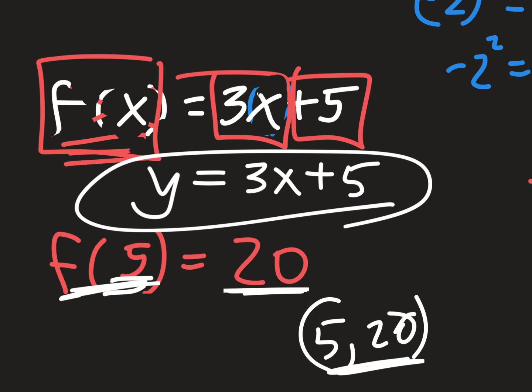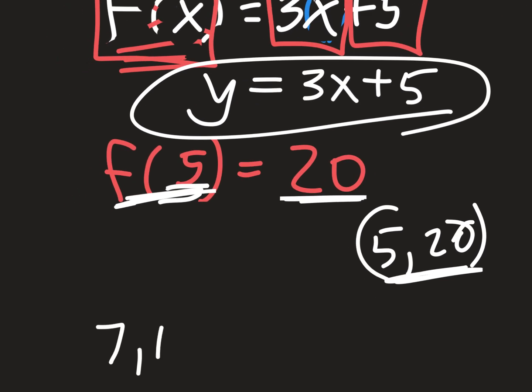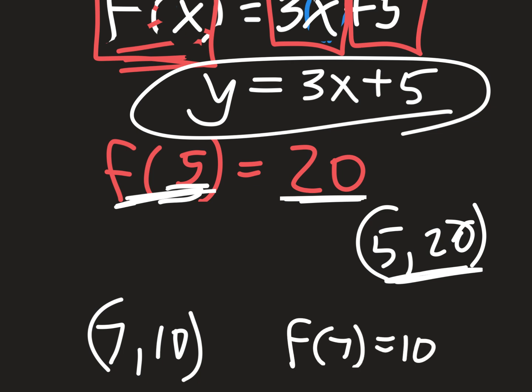And I know you've never made that connection. Most of you have never made that connection before. That's new stuff. But from now on, if I give you a point, like here's the point (7, 10), well, then you know effectively I just said f of 7 is 10. Function notation.